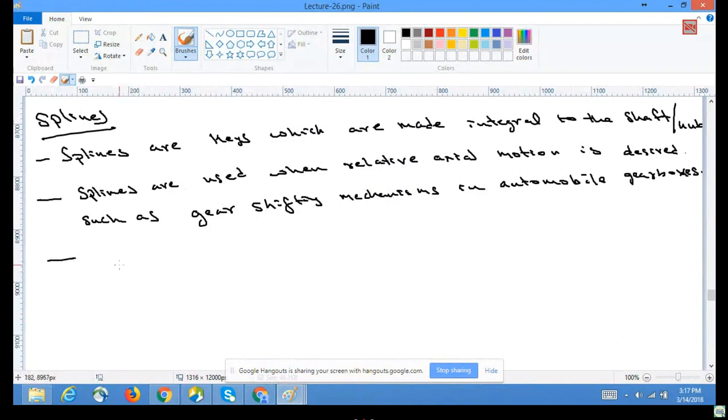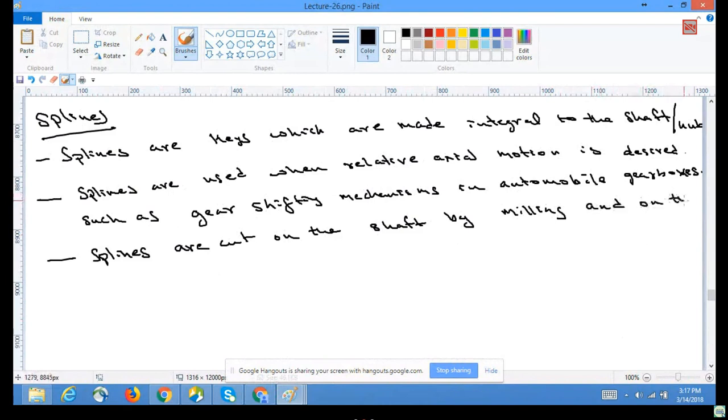So generally, splines are cut on the shaft by milling and on the hub by broaching.